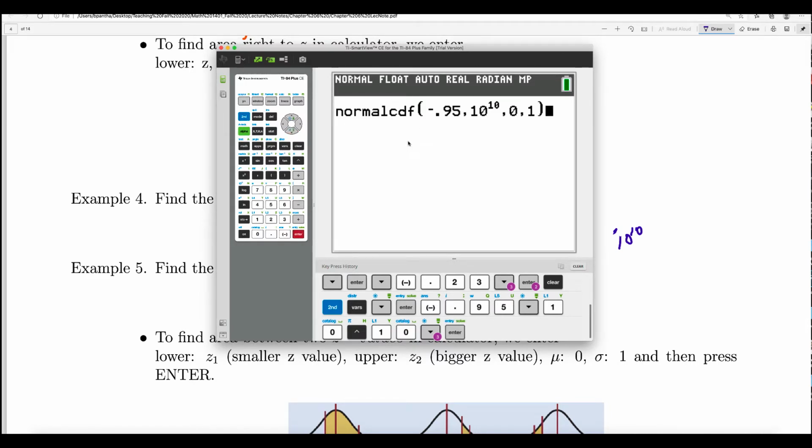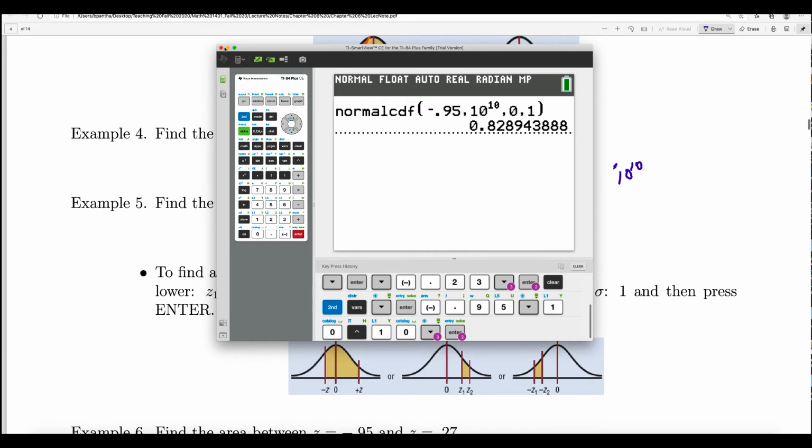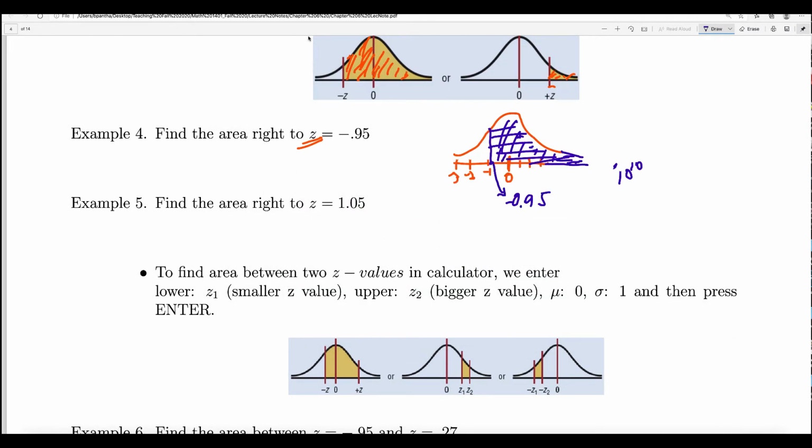So this is what you enter in your TI-83: normal CDF, left bound, right bound, 0 and 1. If you hit enter, you get 0.8289, which is basically 82.89%. So what that means is the area right of negative 0.95 is 82.89%.